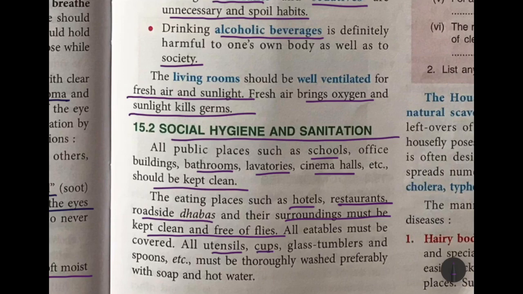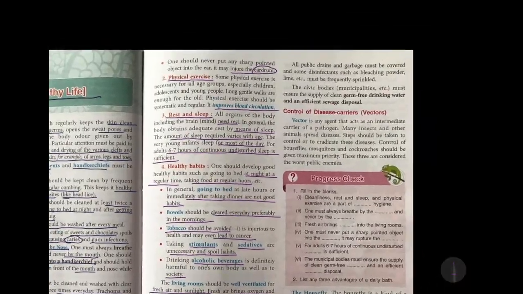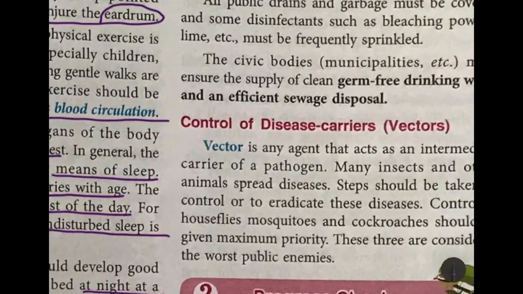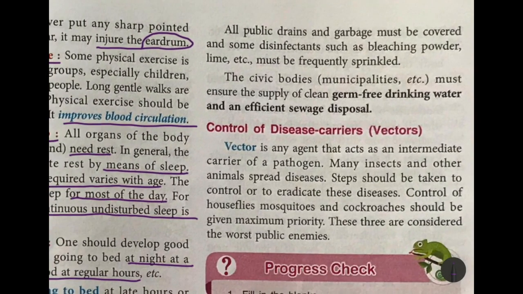All utensils, cups, glass tumblers, and spoons must be thoroughly washed, especially with soap and hot water. Now, all public drains and garbage must be covered, and some disinfectants such as bleaching powder, lime must be frequently sprinkled. Okay, the drains must be kept clean. Garbage, if anything is thrown, it must be covered.